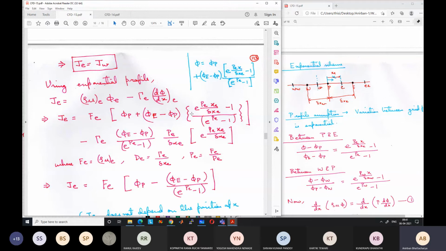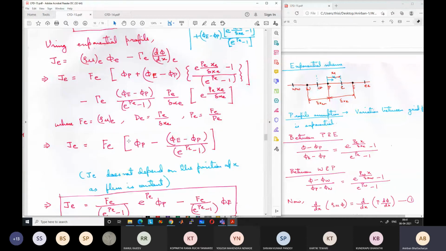We can take this as common from both the terms. So we are left with, you have to imagine this because it's difficult to show here, e to the power pxc by delta xc minus 1 minus e to the power pxc by delta xc. So this e to the power pxc by delta xc gets cancelled from both the sides, and you are just left with a minus 1. So this minus sign comes.